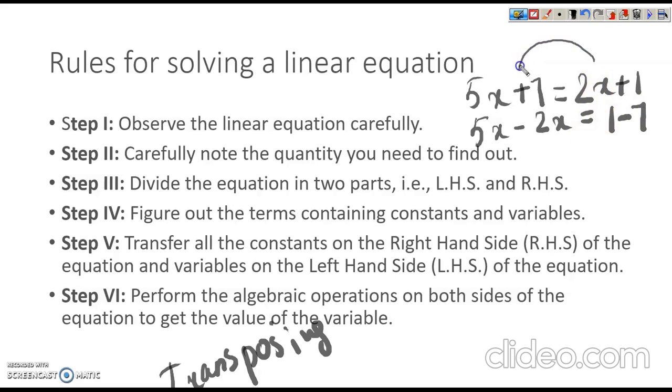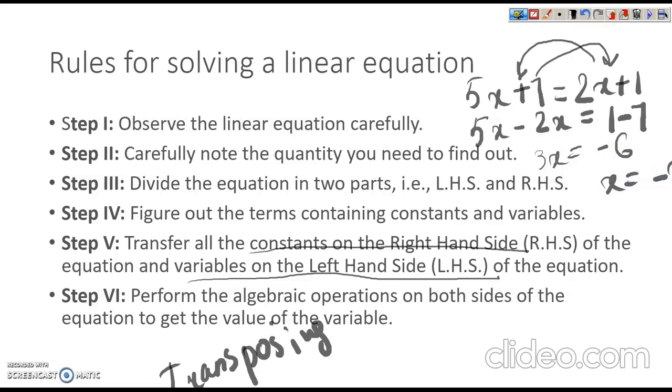We took this on the left hand side and this number on the right hand side because you all know that we take all the constants to the right hand side and variables on the left hand side of the equation. So from here we can find that 3x is minus 6, so x is minus 2.